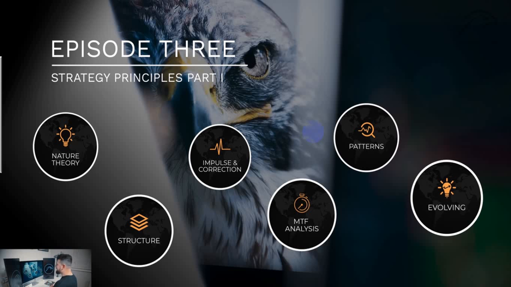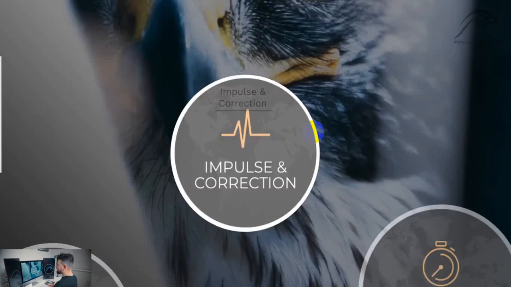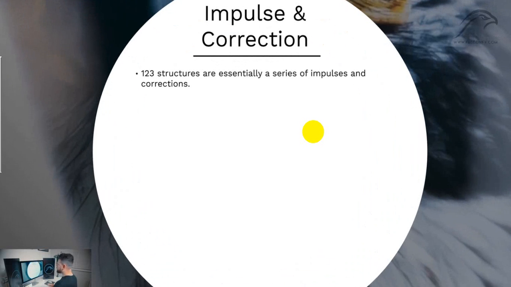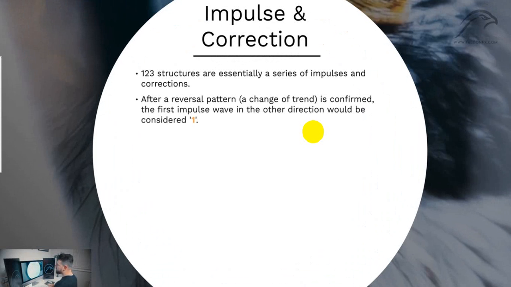Right, guys and girls, as you can see, the structure and the nature combine together nicely. This moves us swiftly on to the next part, which is impulse and correction. One of our favorites. Remember, this is how the market is moving. Now, what we have are 1, 2, 3 structures. 1, 2, 3 structures are essentially a series of impulse and corrections. So you have impulse, correction, etc., etc.